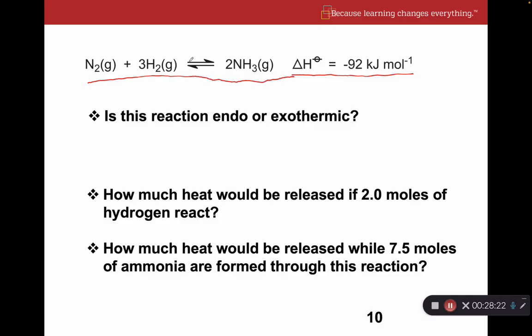The regular equation you see here has some added information. It talks about the energy changes. Here delta H is negative 92, right? It means when nitrogen and hydrogen combine to form the product ammonia, the heat will also be released. You can write ammonia plus heat over here. The value of that heat is 92 kilojoule per mole.